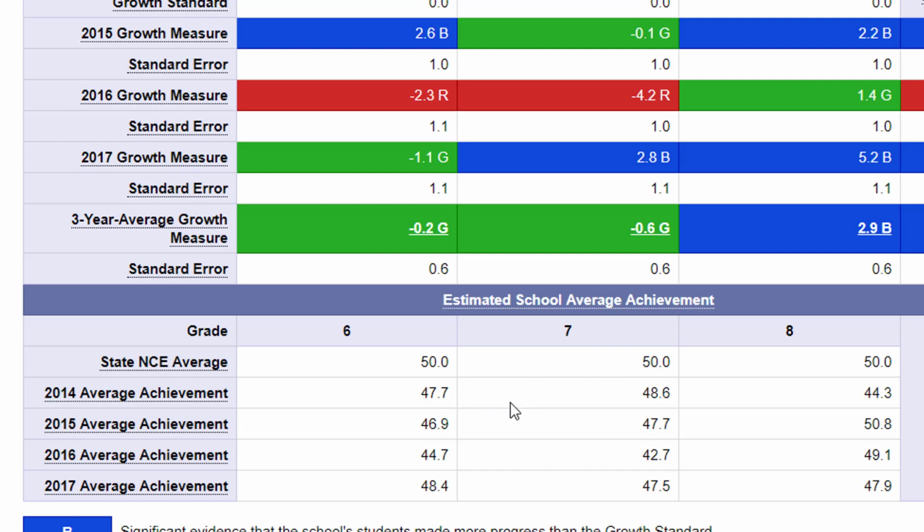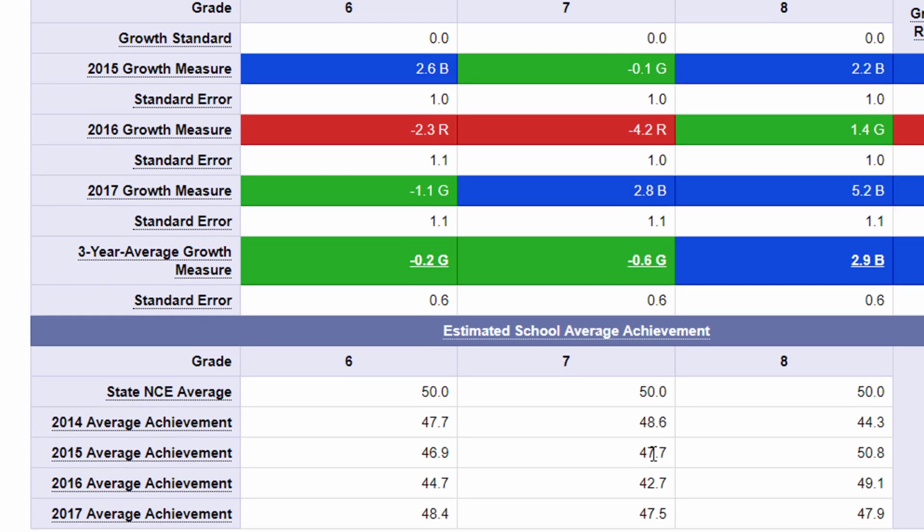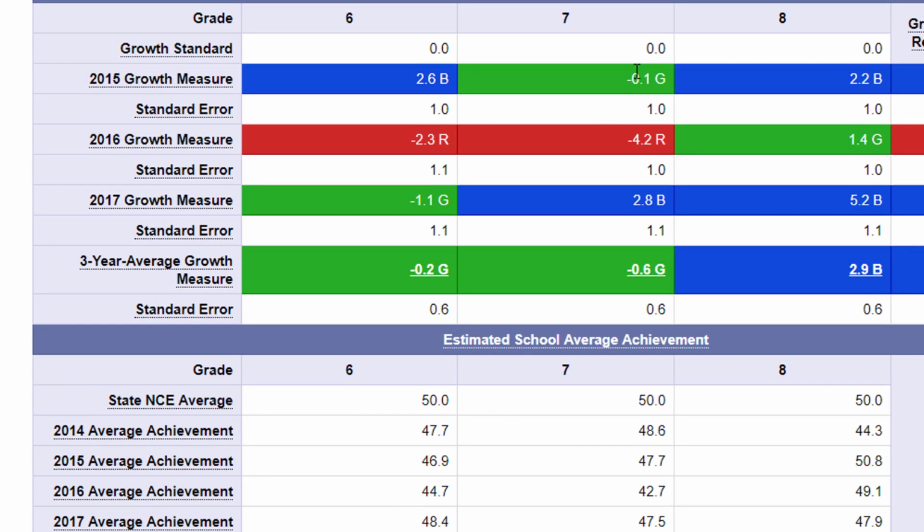So when this same group of students moves to the 7th grade, they maintain that level of achievement. You see 47.7. If I come up to 2015 under 7th grade, you see that negative 0.1. That's subtracting these two numbers, and there's some decimal differences. That's why it doesn't come out to exactly 0 there. But they met growth because they maintained their level of achievement from one year to the next. And that's where this number at the top comes from.